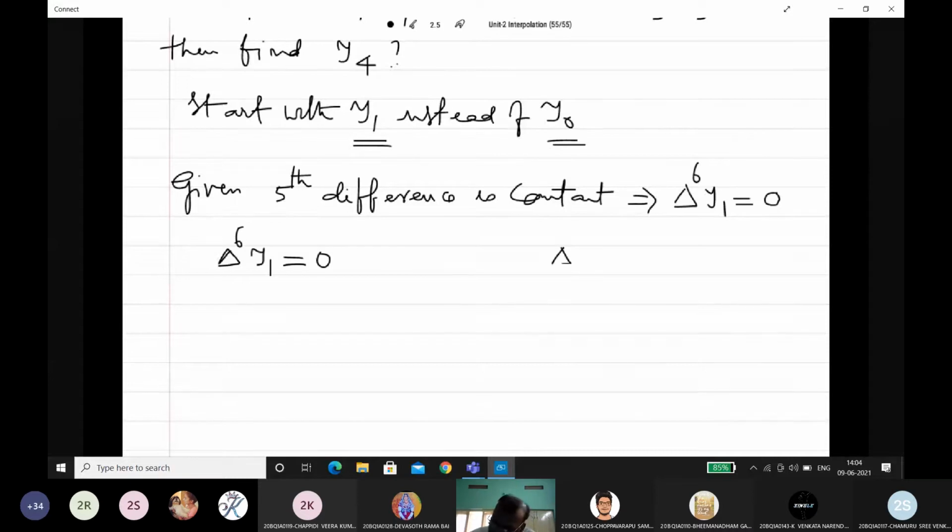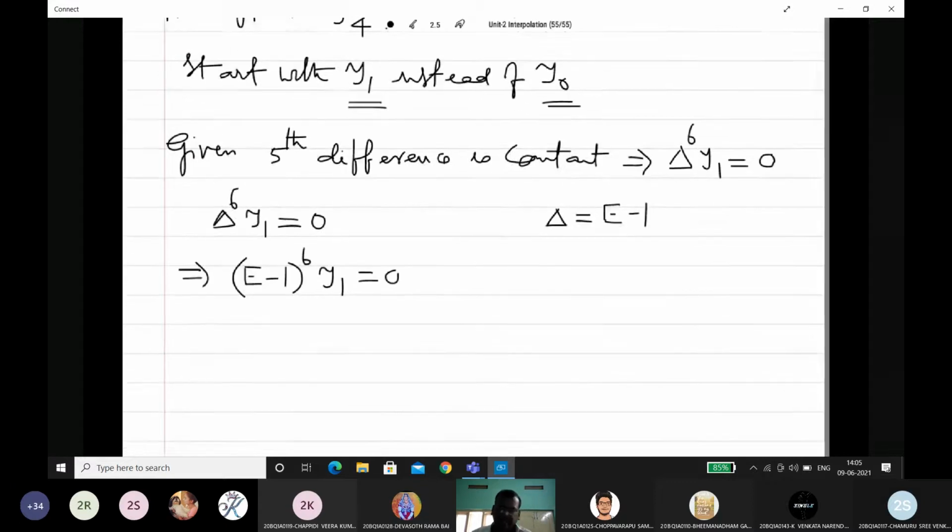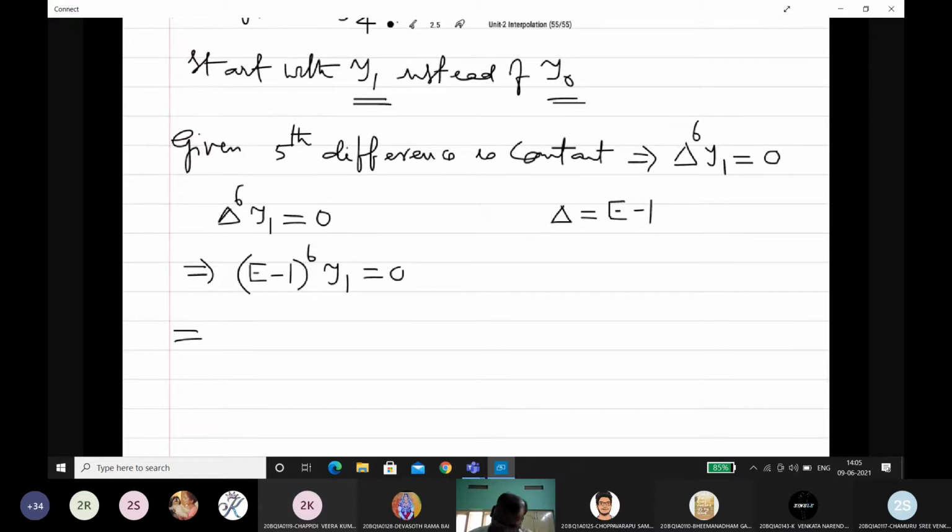And we know the value of delta. What is the value of delta? Anyone? E minus 1. Delta is equal to E minus 1. We have to substitute that here: (E minus 1) whole power 6 y1 is equal to 0. Now, (a minus b) whole power 6. You should remember some of these: (a minus b) whole cube, (a minus b) whole power 4, power 5, power 6. So, by using binomial expansion, this is simple.